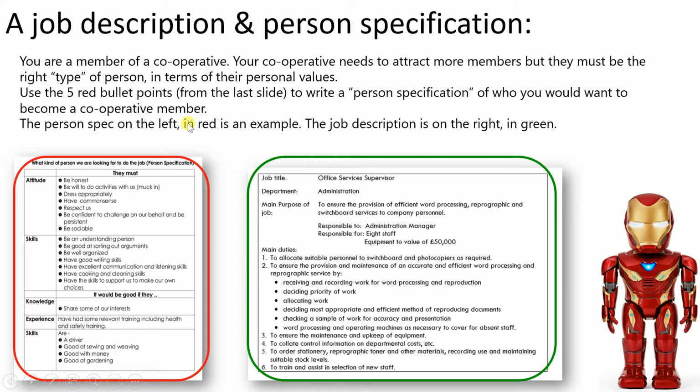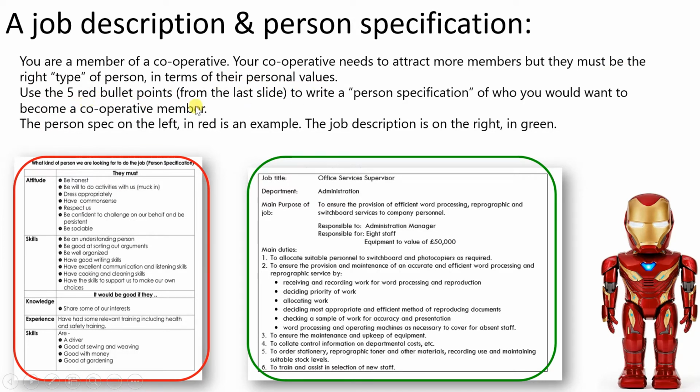So we can look at that in terms of a job description. We only want to write the 2 as a way to encourage membership, and we're only doing this in terms of a classroom exercise. So let's have a look at the scenario. You are a member of a cooperative. Your cooperative needs to attract more members, but they must be the right type of person in terms of their personal values.